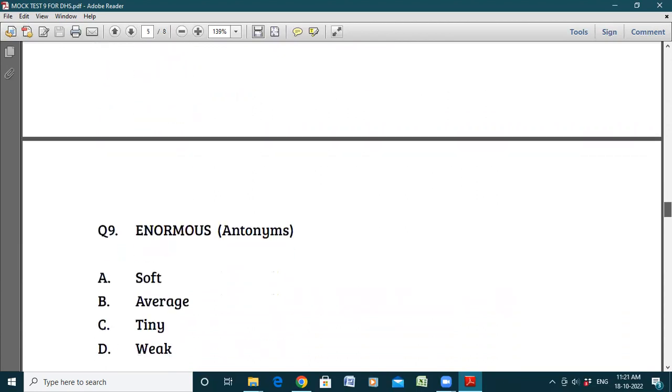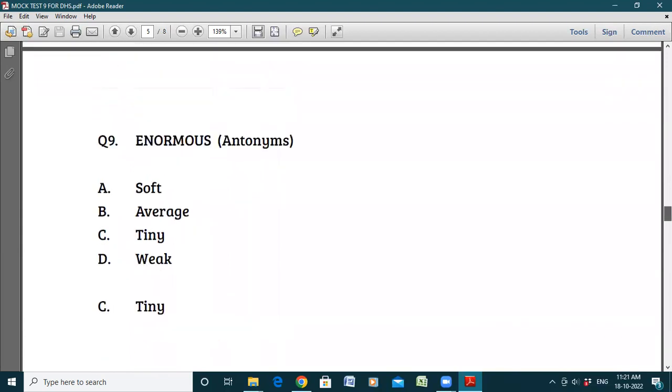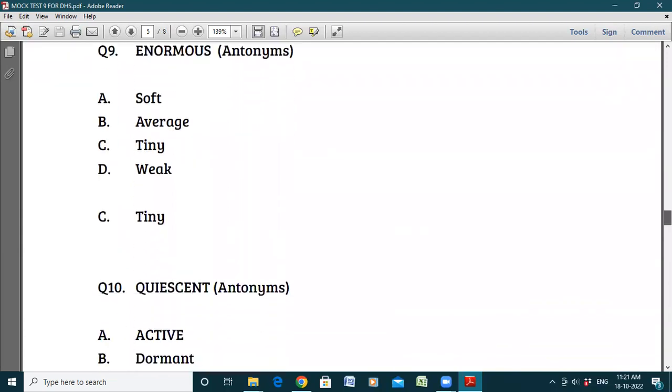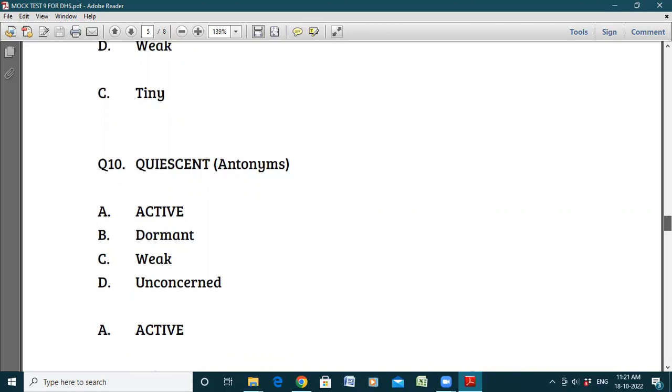Then next question, antonym. The antonym of enormous, among the options the correct answer is option C, that is tiny. Tiny is the antonym of enormous. Then quiescent, and the correct answer will be active. The antonym of quiescent is active.